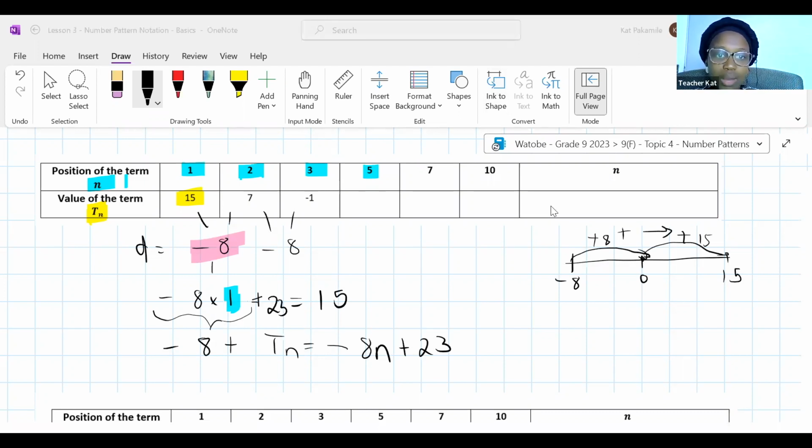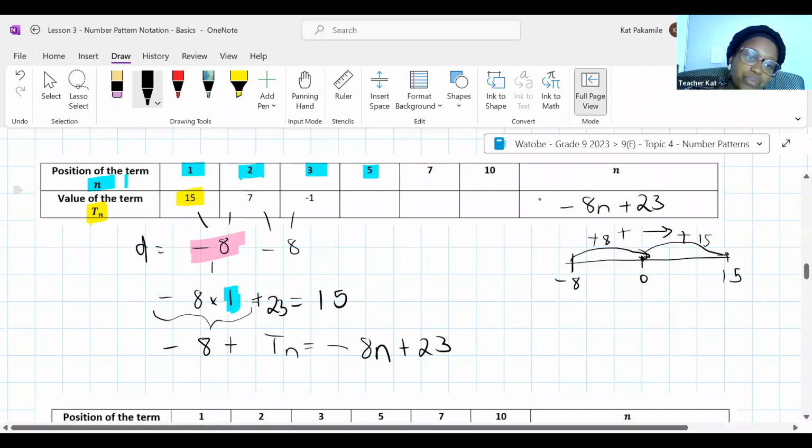And then you guys on your own, I want you to tell me what is in position 5, 7, and 10. Use the rule that we just got and tell me what number belongs in position 5, 7, and 10. So Tn will be -8n plus 23. Tell me what's in position 5, 7, and 10.